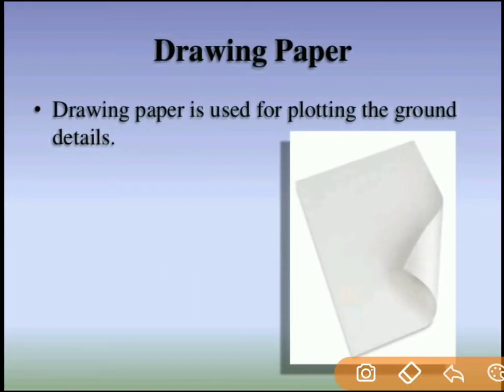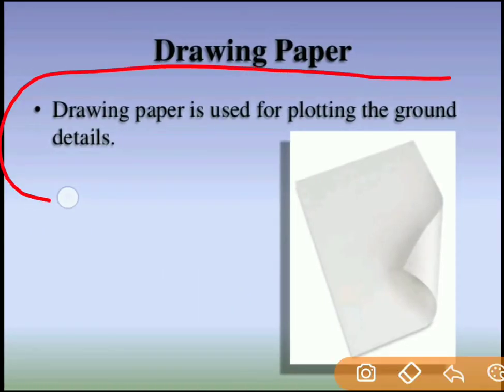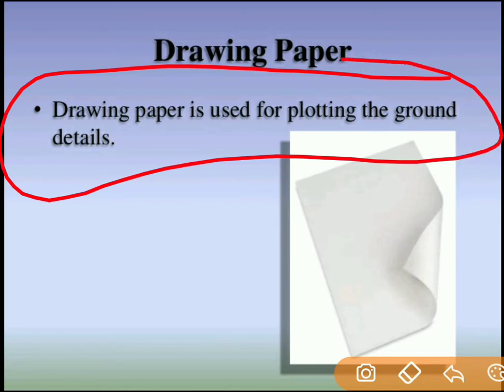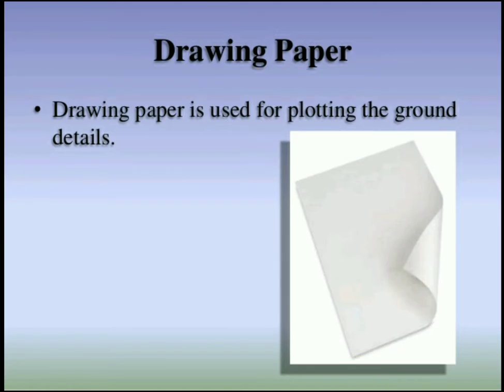Next, drawing paper. Here we are using drawing paper. We always use drawing paper to prepare a map, right? Clear? It is used for plotting the ground details, right? Simple. So why are we using drawing paper? To prepare a map only, right?